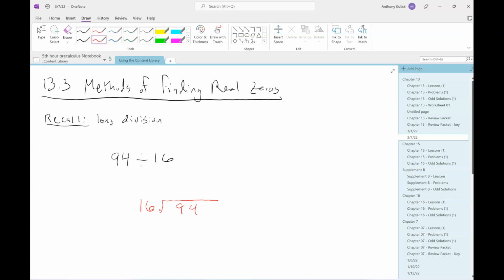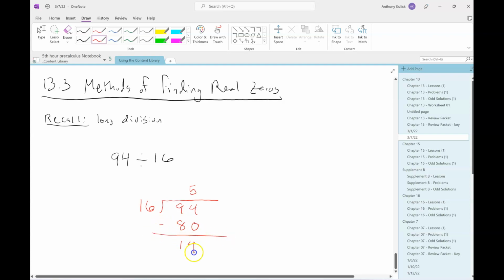So 16 times 5 is 80. And then 16 times 6 is 96. So I guess it's 5, right? So I did 16 times 5, and I write it underneath. Then what do we do? Subtract down. And then that is like our remainder, right? So we'd say 94 divided by 16 is 5 and 14/16.